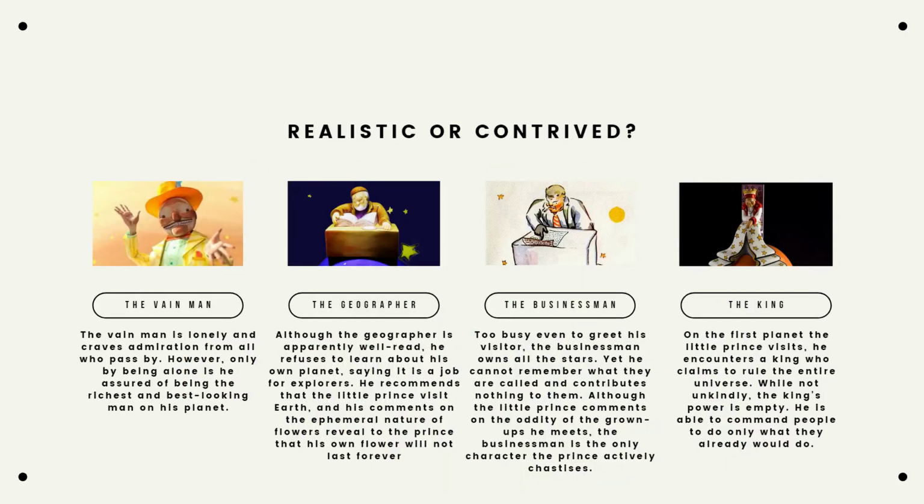The Vain Man. The vain man is lonely and craves admiration from all who pass by. However, only by being alone is he assured of being the richest and best-looking man on his planet.